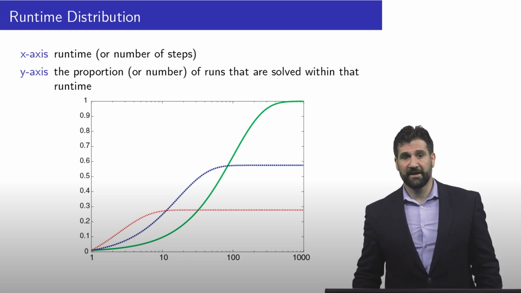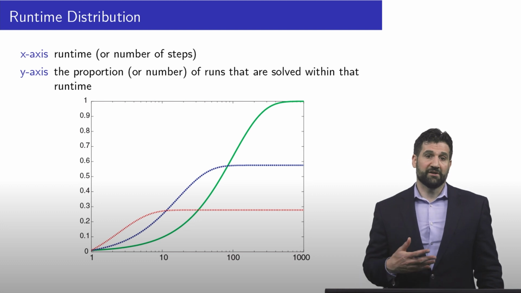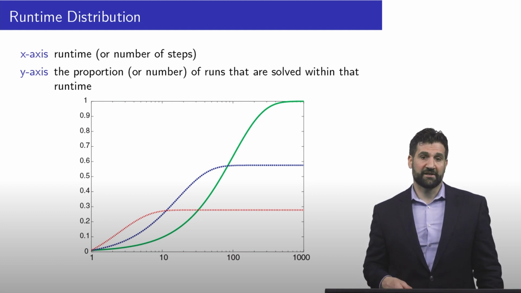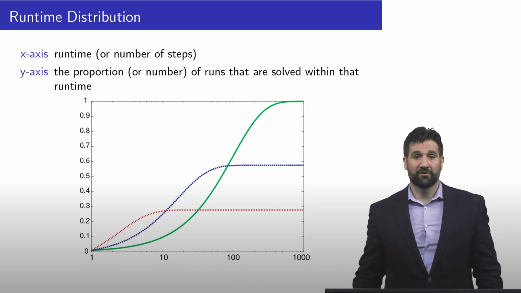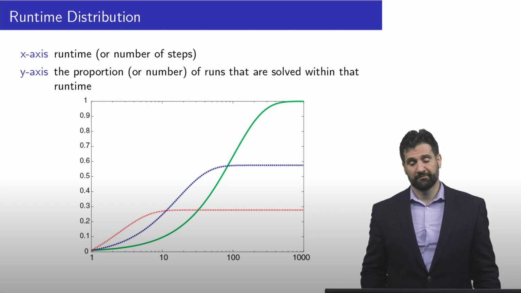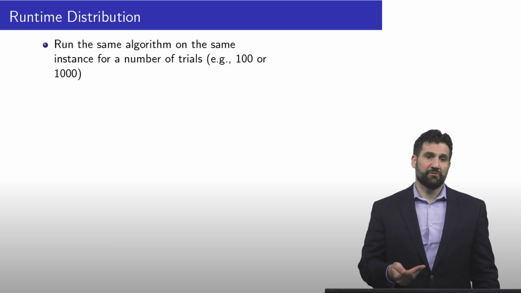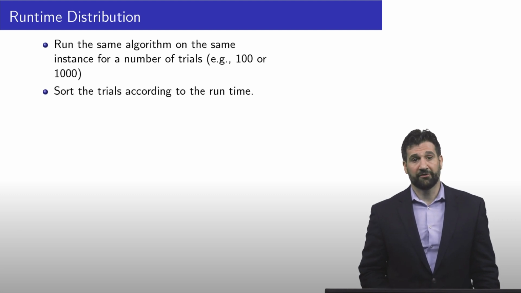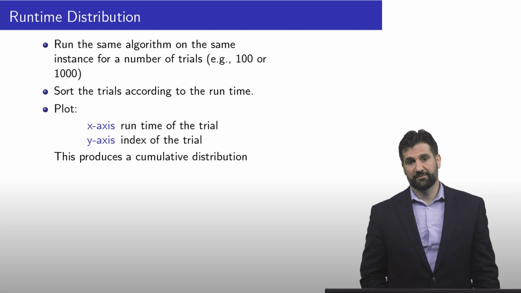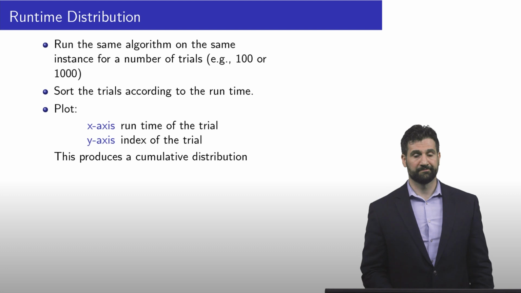So we can look instead maybe at a runtime distribution where you could look at the runtime or number of steps on the x-axis, and then on the y-axis you can look at the proportion of runs that are solved within that runtime. And how would we generate this? Well, you want to run the same algorithm on the same instance for a number of trials, 100 or 1,000. And then you want to sort the trials by runtime, and then from that it becomes easy to plot.